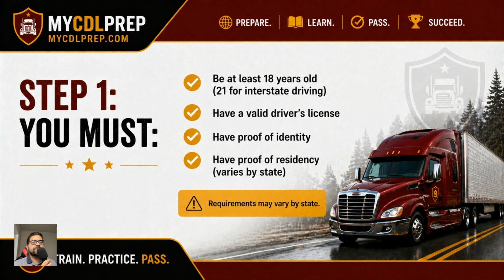Now, if you want to start going to school before 21 to drive a truck outside of the state, you could do that. You could start learning at 18 in most states. You got to look at your state because every state has different regulations. You got to have a valid driver's license first. So before you decide to go drive a commercial vehicle, you got to have your local state's driver's license for regular vehicles. You got to have proof of identity and proof of residency, and this varies by state. Requirements may vary by state. So please remember, always check your state for the requirements to get a license and your commercial license.